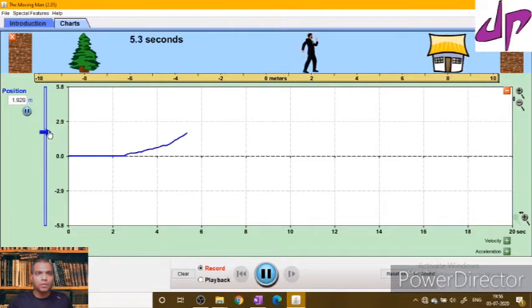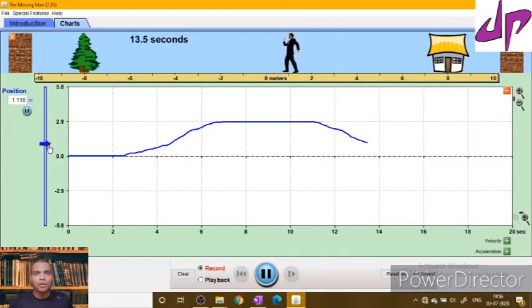Now he is moving forward. Now here again he stopped. Now I want to move him back. Now he is moving back. So again I want to make him stop. Now he stopped. Again he is moving forward. Now he is moving forward.